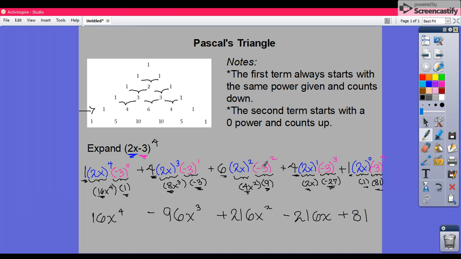And if you look, this is the binomial expanded. And then one little trick too is if you ever have a subtraction sign in your binomial, just look at your expansion. It will have alternating signs. For instance, the 16 is positive, the 96 is negative, the 216 is positive, the next term is negative, and then the final term is positive. So there will be an alternating change of signs, and I hope this helps.